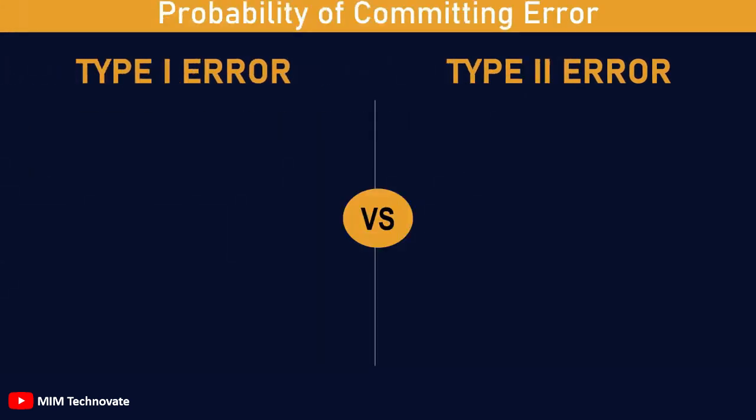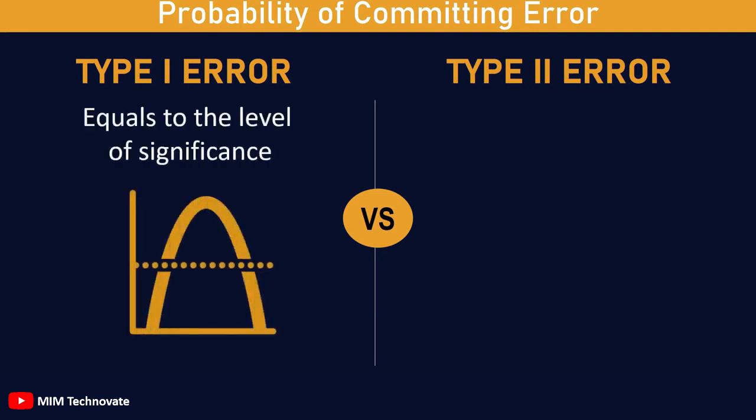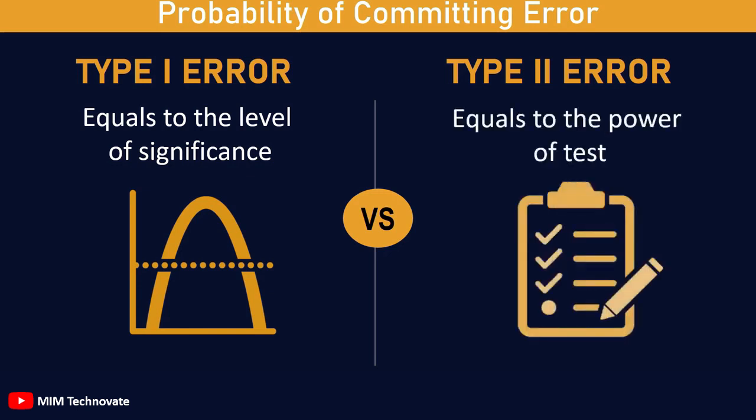Probability of committing error. In type 1 error, the probability of committing error is equal to the level of significance. Whereas in type 2 error, the probability of committing error is equal to the power of test.